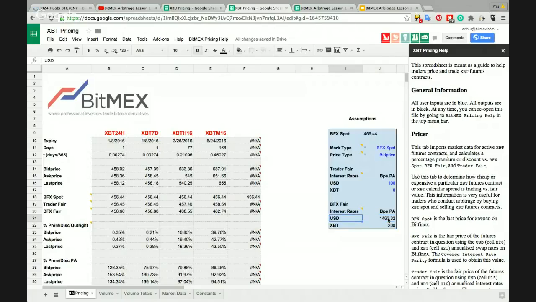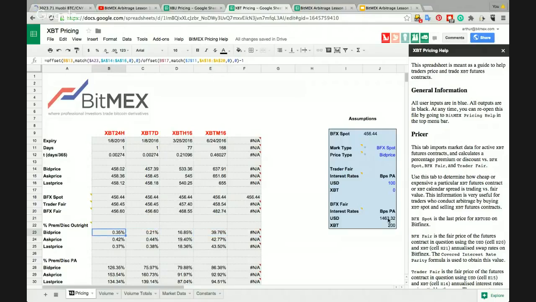And these are coming in from the lending books at Bitfinex. Now we want to look at what is the premium or discount outright, i.e. this is just the futures price divided by the spot price minus 1. And so here we have the different levels of the price.